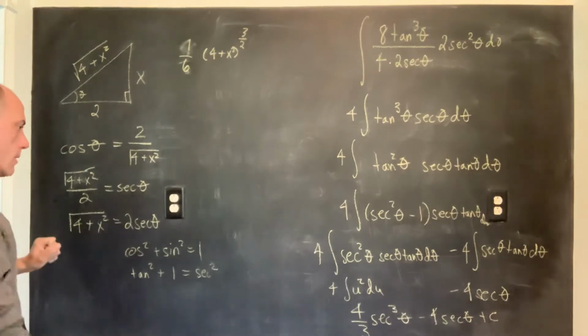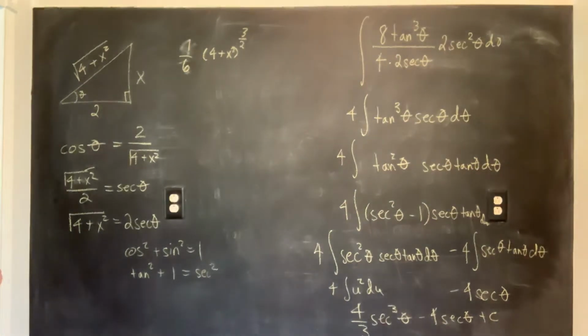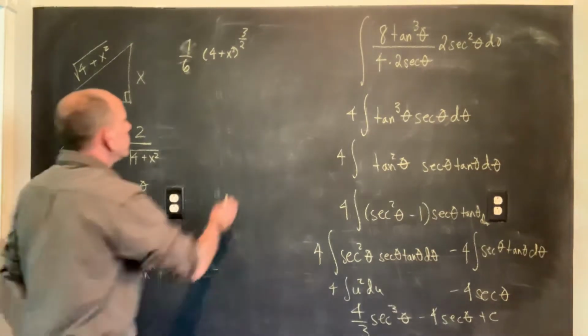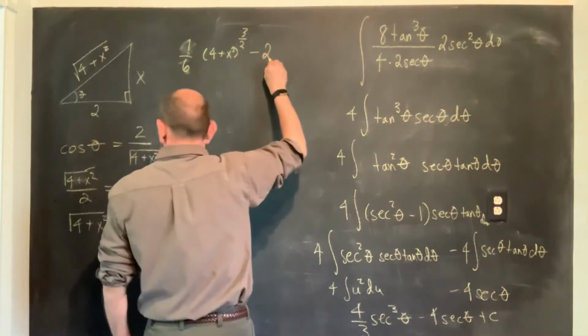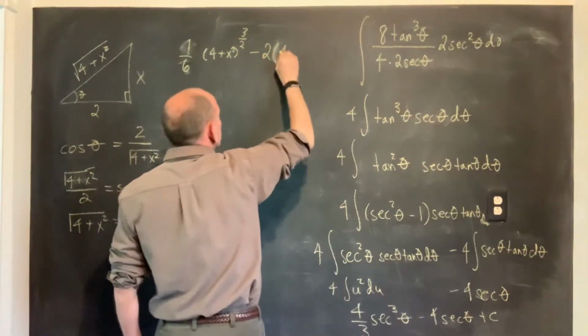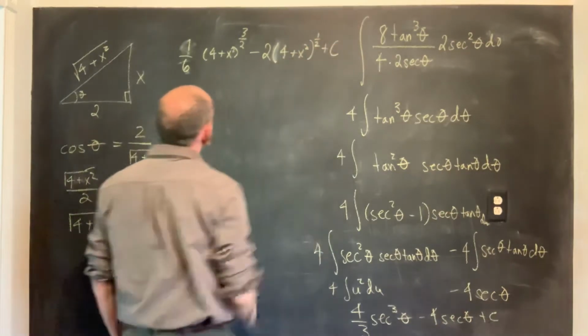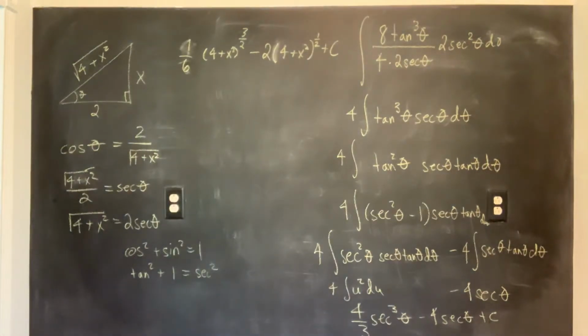Did I do this right? Did I forget my 4/3? No, I think I did, right? And then minus 4, we've just got the straight secant theta, so 4 over 2, that'll be a 2, minus 2, root, well, let's be consistent with our rational powers, 4 plus x squared to the 1/2, plus c. And now we're done. We've done our back sub, we've got it back in terms of x, and we didn't forget our plus c. That's it.